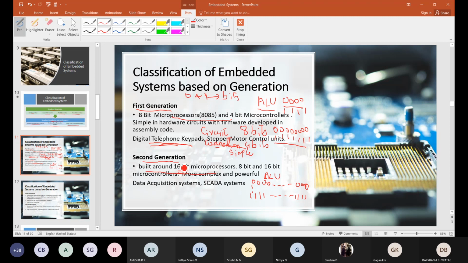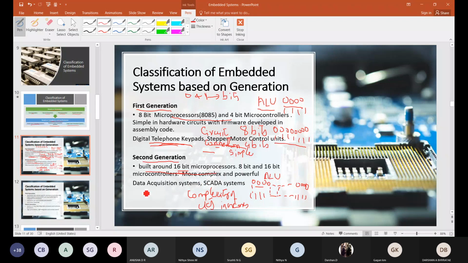If the microcontroller or microprocessor has to perform ALU operations for more bits, the complexity of the circuit keeps on increasing. As you compare with the first generation, the circuit connection is very simple. But in the 16-bit or second generation embedded system, the complexity of the circuit increases. Why? Because I need to perform 16-bit ALU operations. That is what we call the second generation.